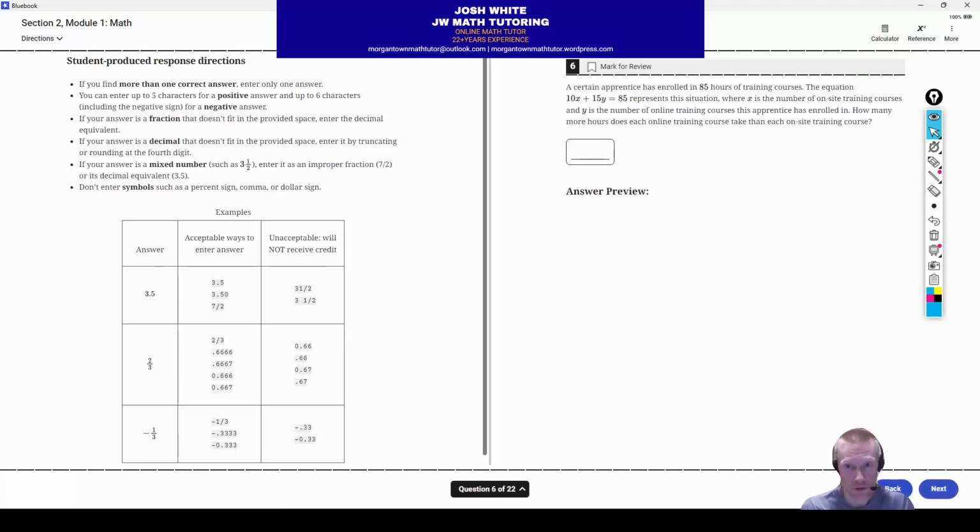All right, here we have question number 6, student produced response. They give you this equation, x is the number of on-site courses, y is the number of online. And this is basically a linear function interpretation question. So notice 85 is the total number of hours. That means each of these quantities right here, 10 times x and 15 times y, will represent total number of hours. Since x and y represent the number of courses, that means that 10 and 15 are going to be the number of hours for each type of course.